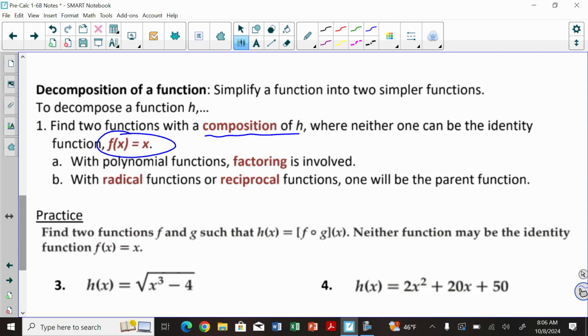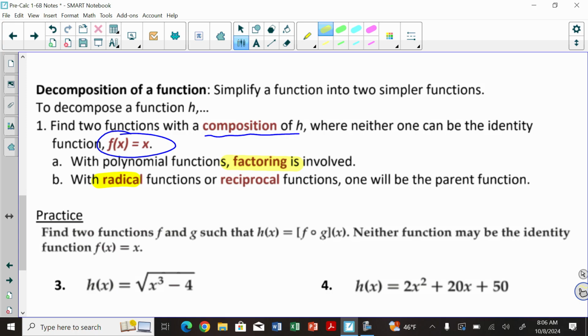That doesn't count, okay? So some examples, some ideas that will help you as you go through it here will be that in some cases, if it's a polynomial, you're going to have to factor, and that'll help you to decompose the fractions or the functions.